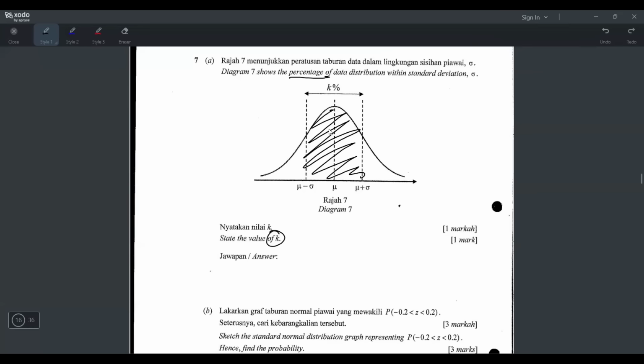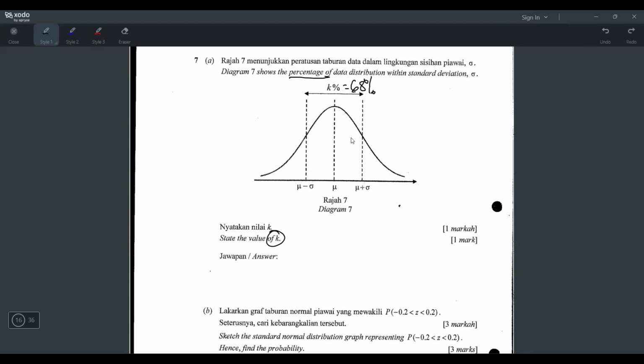What it means is basically they are asking you to find the area from here to here, right? If you want to find the area from here to here, I will tell you the answer straight away. The answer is 68. The reason is that if your shaded region is in between mean plus standard deviation and mean minus standard deviation, then the area will definitely be 68%, right? So the answer is 68.